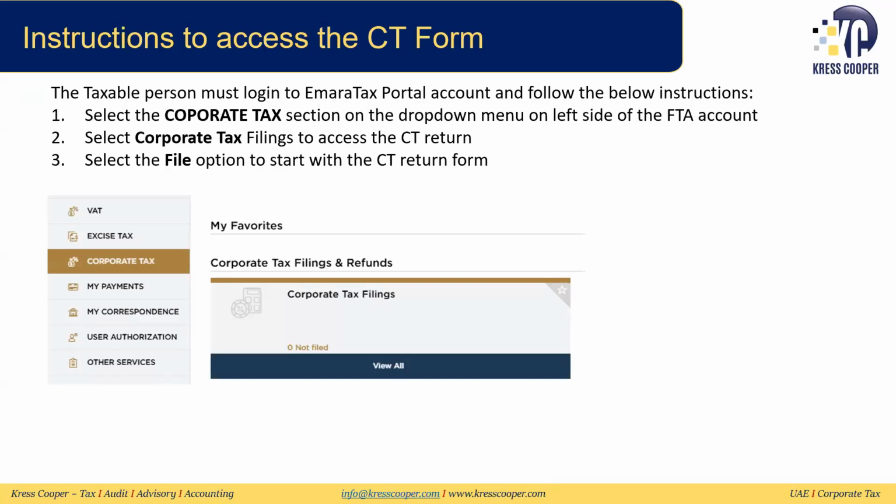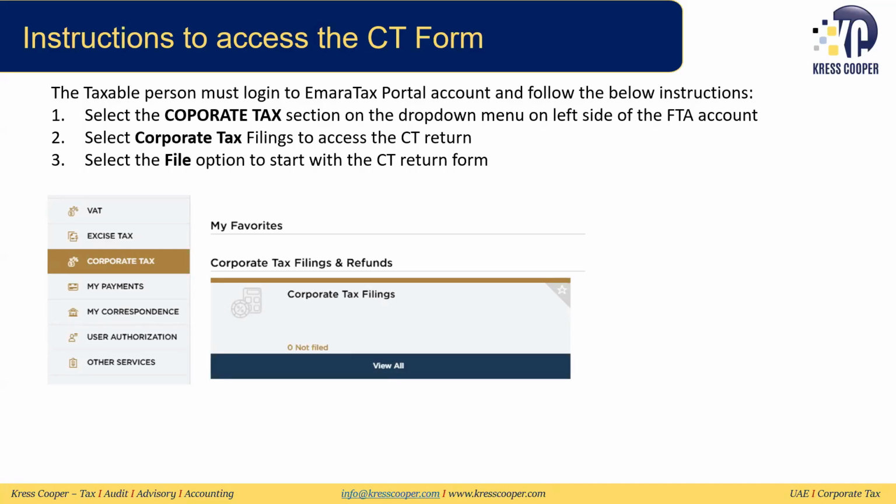So if you look at the EmaraTax portal, like we said, where do we have to fill this form? It has to be filled in the EmaraTax portal. If you are already registered for corporate tax, then only you will be able to see this form. So once you are registered for corporate tax, you can go to the corporate tax portion. There you will see the corporate tax filings, and inside the filings, you will be able to see the corporate tax return.